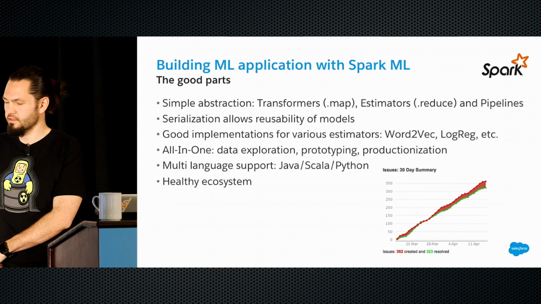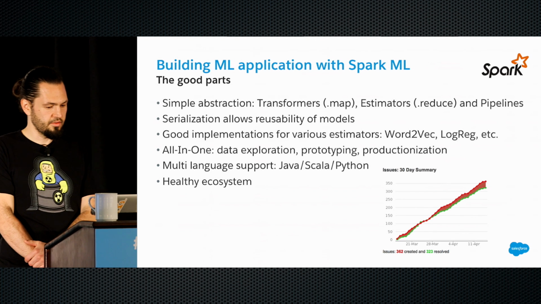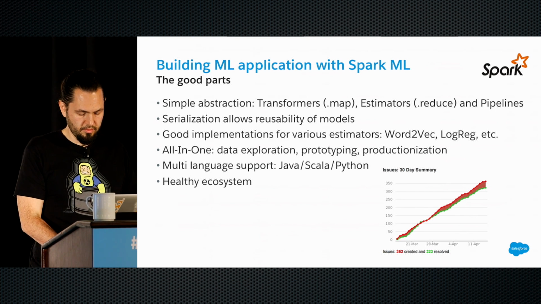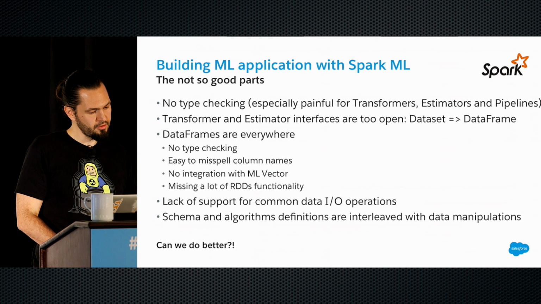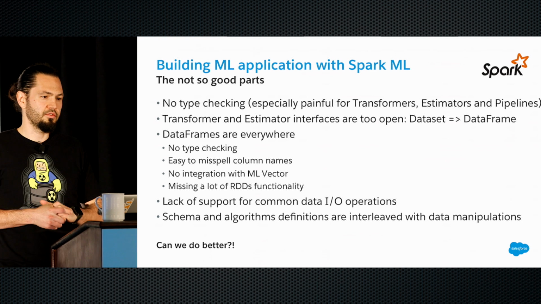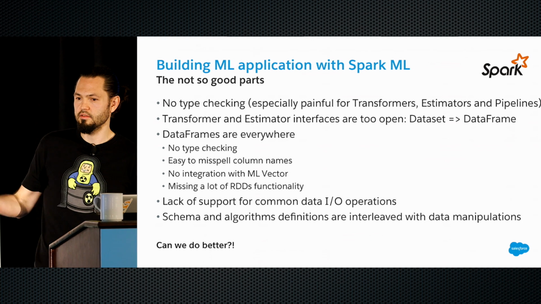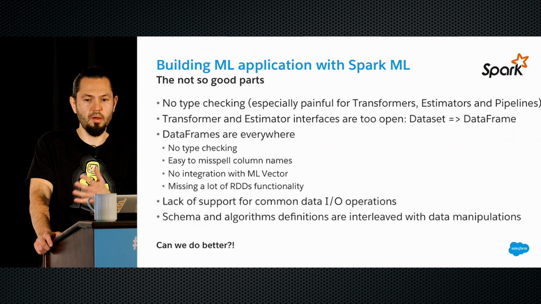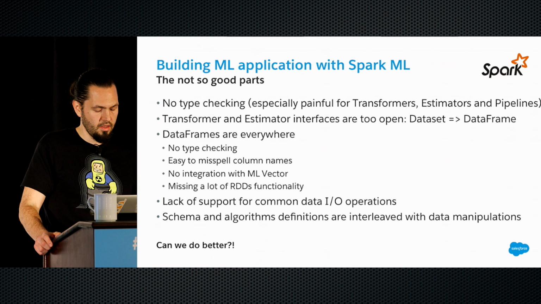It's not the same nice graph for the other projects out there. They actually keep up with the issues really well. Okay, the not-so-good parts, right? The things I mentioned: no type checking. Transformers and estimators can override everything. There's literally no compile-time check or anything. My pipeline can fail in a few hours.